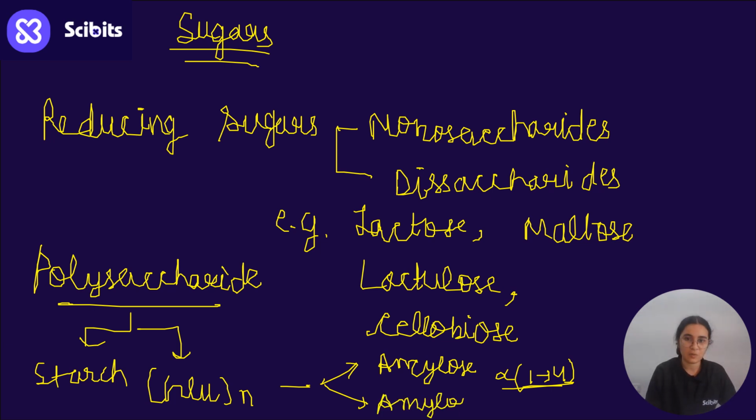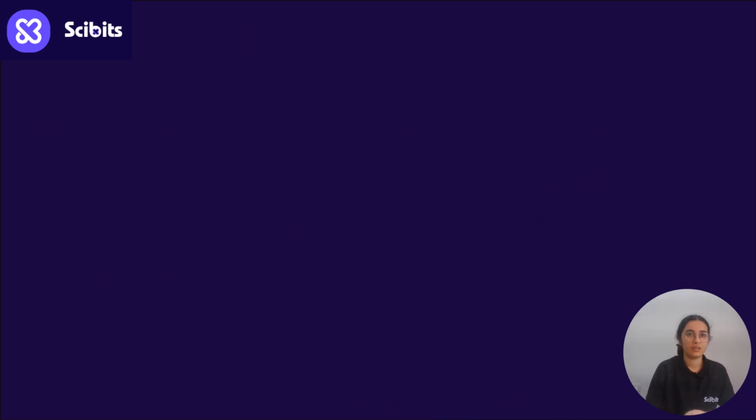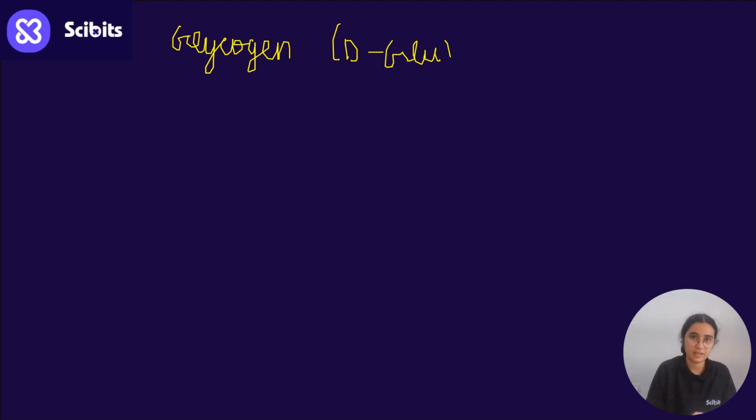And the amylopectin, it has alpha 1 to 6 linkage. Let's quickly talk about glycogen as well. This is indeed made up of D-glucose units. It also has two linkages, alpha 1 to 4 linkage and alpha 1 to 6 linkage. Okay.